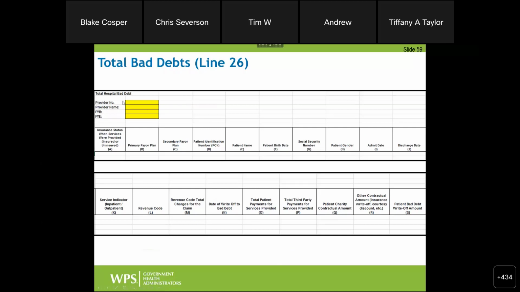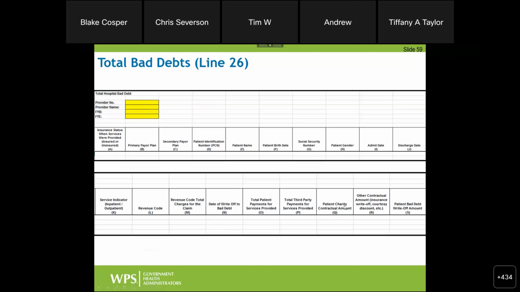Here we get our bad debt listing, which is largely the same as the charity care listing. Most of the elements are the same. If you get down here, we have the total charges, and now it's a date of write-off to bad debt. And then we're backing out basically those same things: patient payments, third-party payments. But here's the piece I want to stress here.